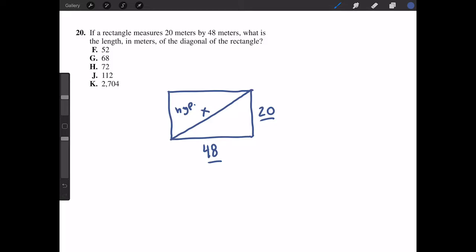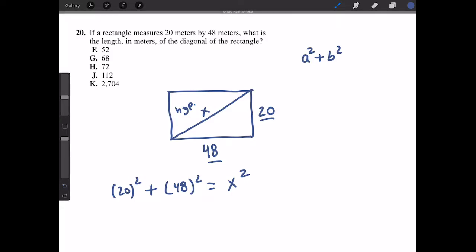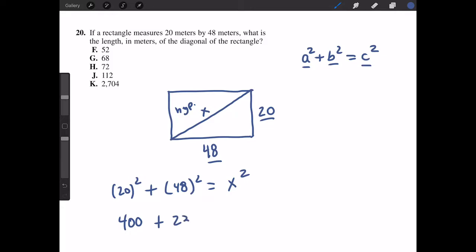Now, we can use the Pythagorean theorem, which says that the sum of the squares of the sides, in this case 20 squared plus 48 squared, is equal to the hypotenuse squared. Remember, the Pythagorean theorem is typically presented as a squared plus b squared equals c squared, where a and b are the sides and c is the hypotenuse. So when we do 20 squared, we get 400, plus 48 squared, which is 2,304. And this is x squared, the diagonal measurement we're after.